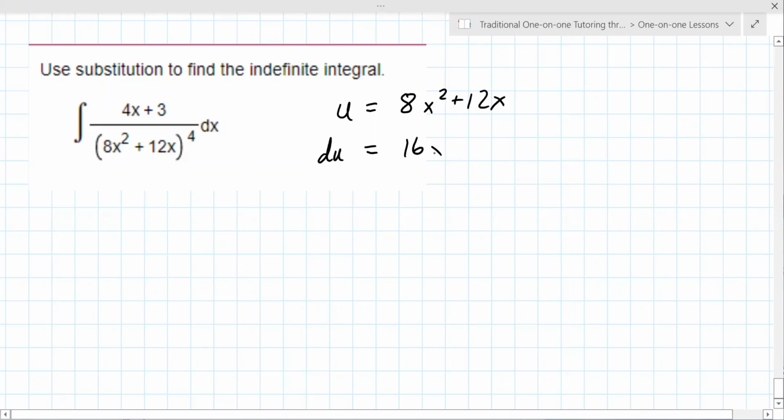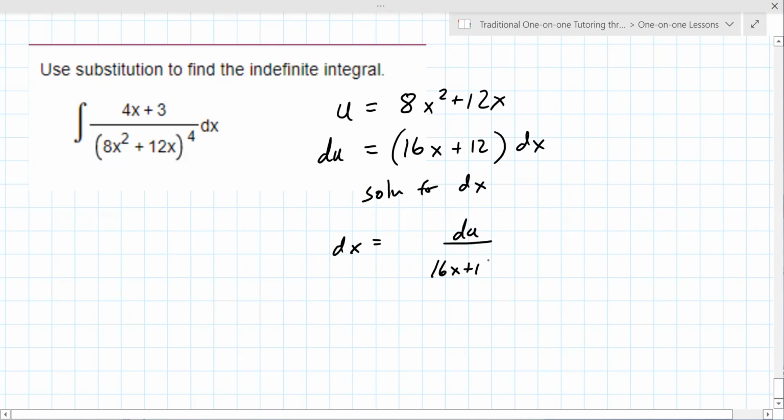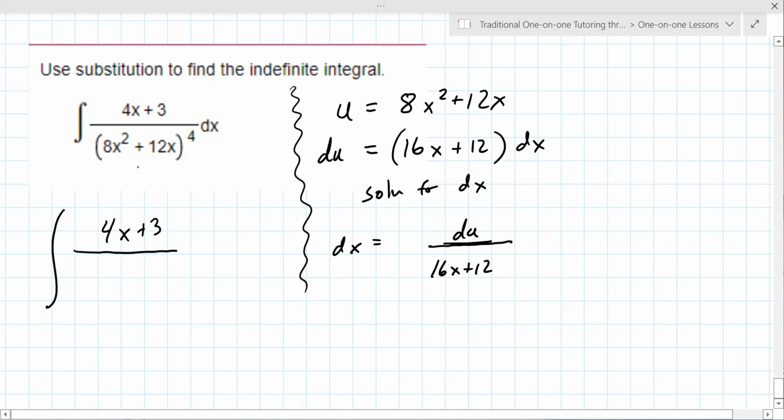So du is 16x plus 12 dx, and then what I tell students here is to solve for dx. So dx is du divided by 16x plus 12, just moving it to the other side of the equation. Now you might think, well, what does all this mean? We're going to substitute it in on the left here. We don't have a substitution for 4x plus 3, so we keep that. We do have one for the thing inside parentheses, it's u, and dx is really du over 16x plus 12. Now the idea is that all the x's go away.